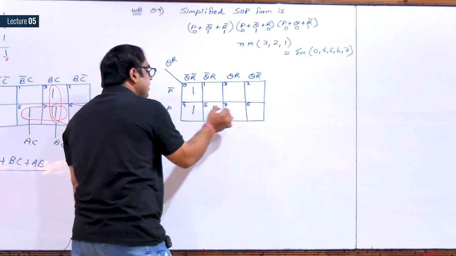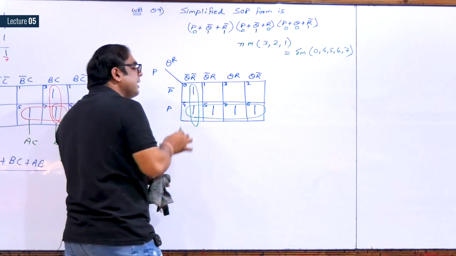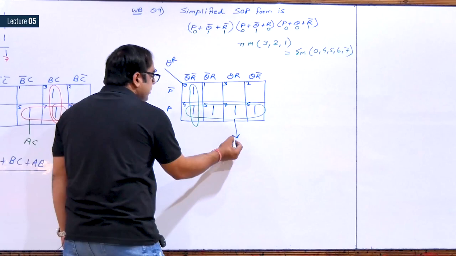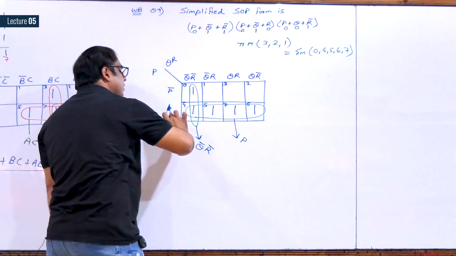The biggest group possible is the quad. After the quad, this pair will complete the KMAP. So this will be P, and this will be Q complement R complement. This is a very simple pair, Q complement R complement, and this is also a very simple group, giving me the expression P.